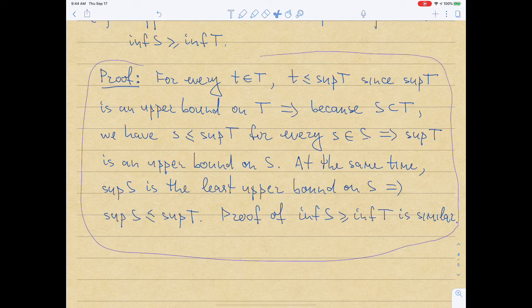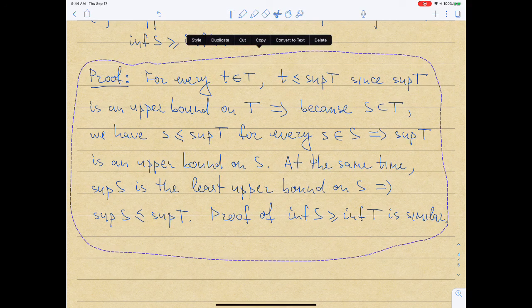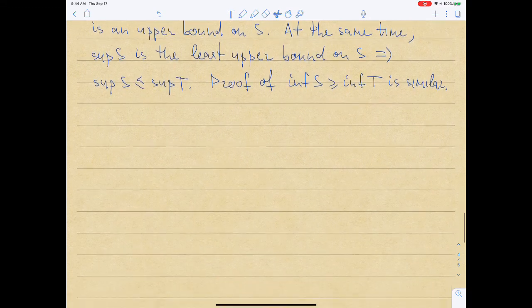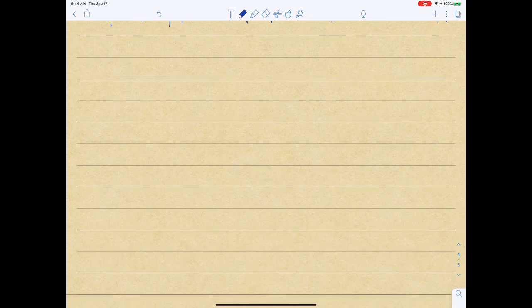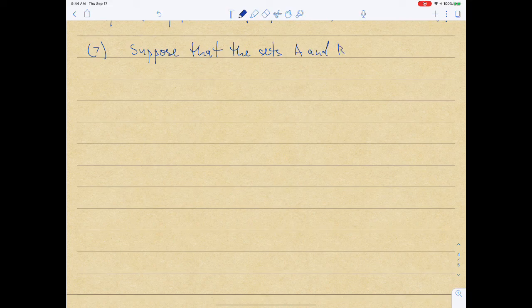Okay, so now I'm going to use this fact to prove the next theorem. And the next theorem, let's write it as a statement number 7. So I'm going to suppose that the sets A and B are non-empty.